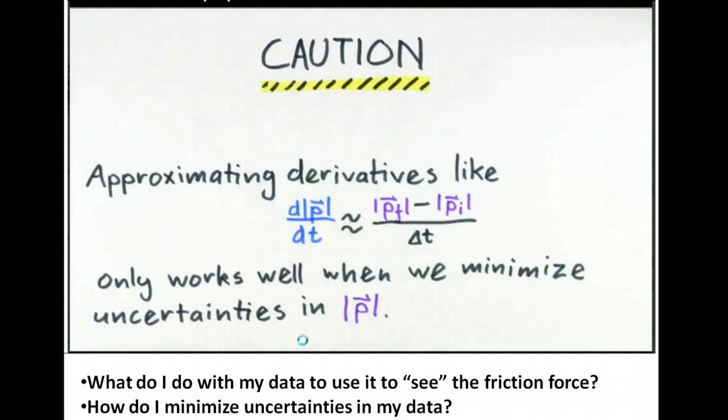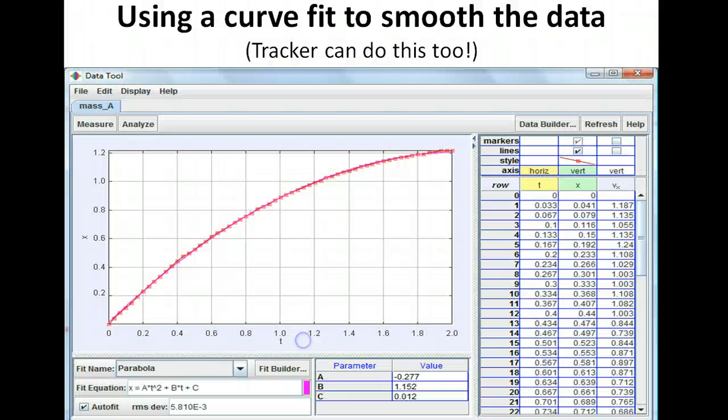And I remember the caution from the lecture, Forces from Motion, that approximating derivatives only works when we minimize the uncertainties. And small differences yield big fluctuations. The data used in the examples in lecture was synthesized. What do I do with my data to see the friction force? How do I minimize the uncertainties in my data? Well, maybe I can use Tracker to solve this problem.